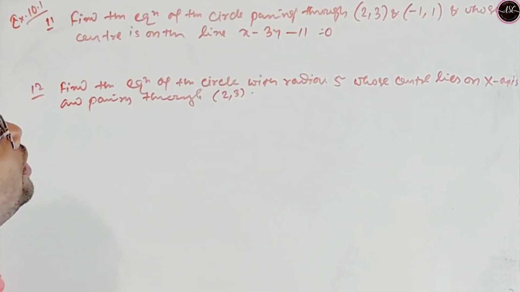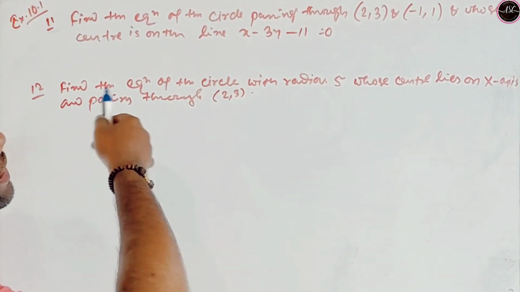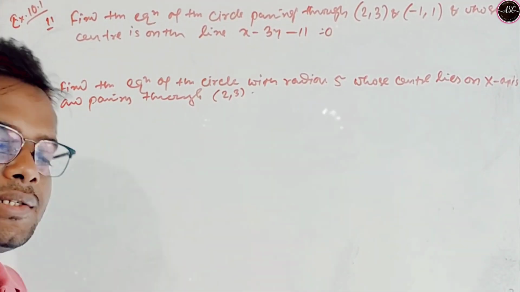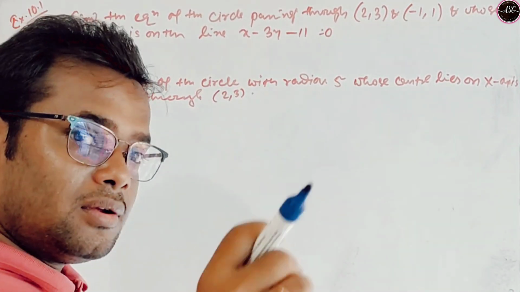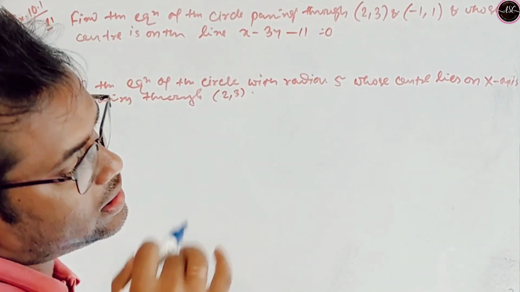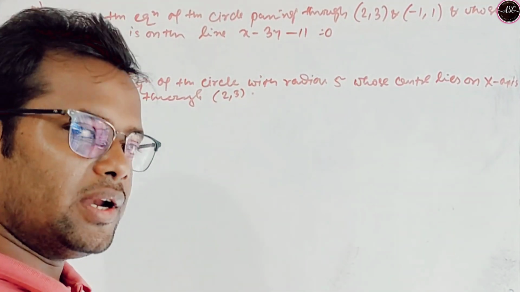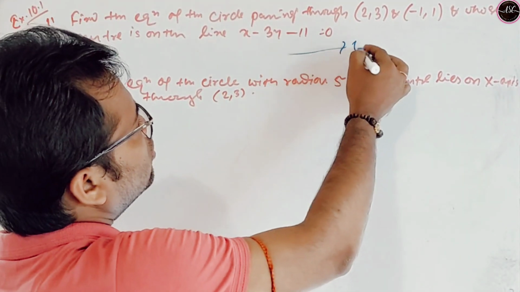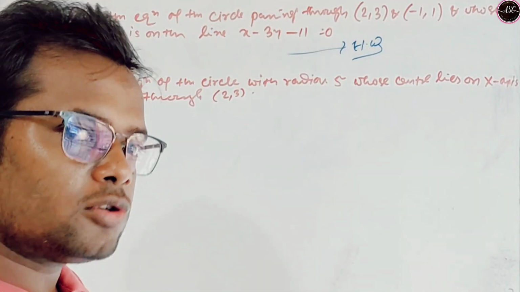Just look at this question. Find the equation of the circle passing through (2, 3) and (-1, 1) and whose center is on the line x - 3y - 11 = 0. So in the previous exercise, that means exercise number 10, we have done this type of problem. Same to same, here just the values are different. Okay, so this is your homework. If any difficulties arise, then comment in our comment box. We will solve this.